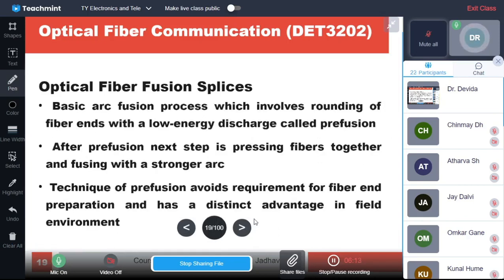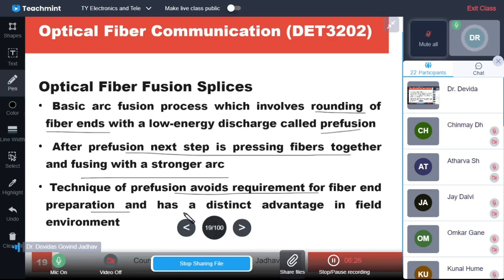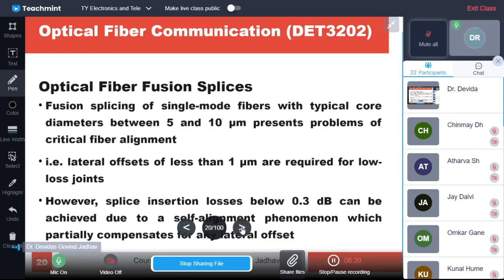So the basic arc fusion process involves the rounding of the fiber ends. So that's why the pre-fusion avoids the requirement of fiber end preparation. So this is the advantage of pre-fusion.